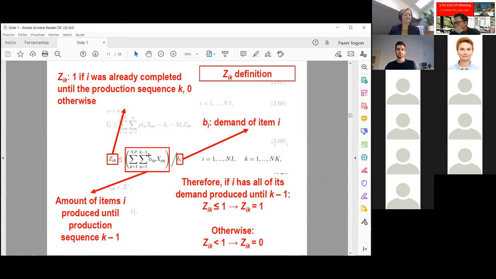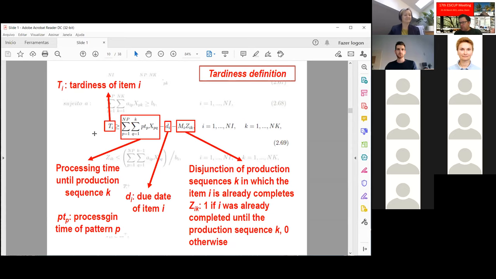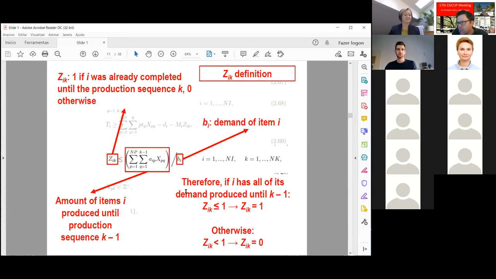And then the last constraint is the definition of this binary variable zeta IK, that must be equal or less than the total of items produced until the sequence we are analyzing divided by the demand of that item I. So this way, if the item was already completed until the anterior sequence, it can be one, which will help on the tardiness definition. And otherwise it must be zero. So that time must be considered on the tardiness computation of that item I.